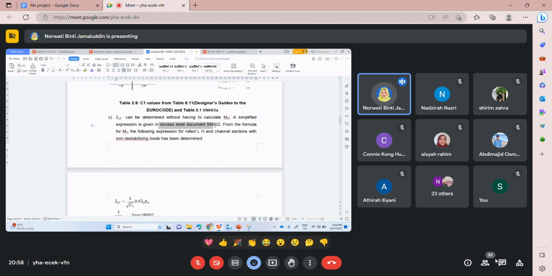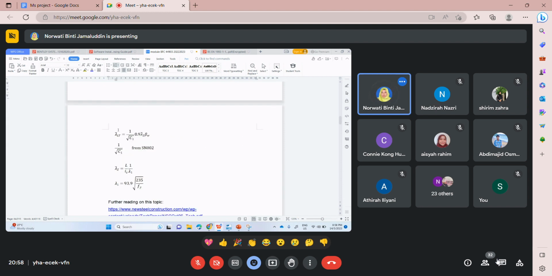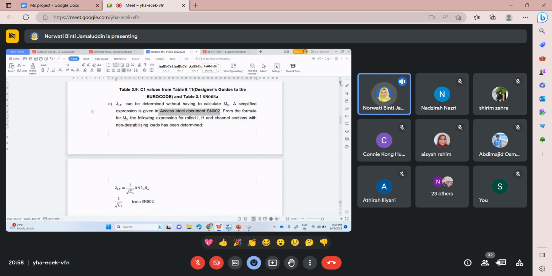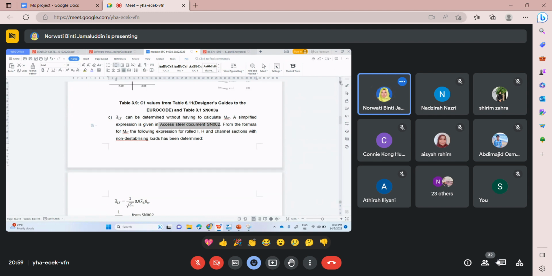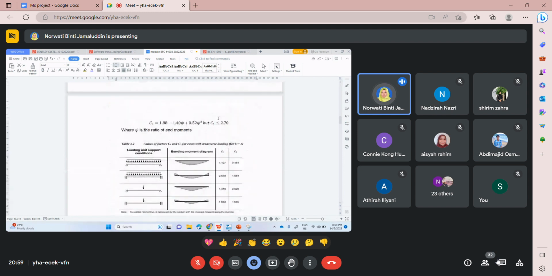You can use a simplified expression. You can refer to this document. This is the name of the document; you can look in Google. This is the simplified approach, but this formula is only for rolled I section and channel section with non-destabilizing load. You can use this one: lambda bar LT equals 1 divided by C1. C1 you can use that equation, or the table or this equation.